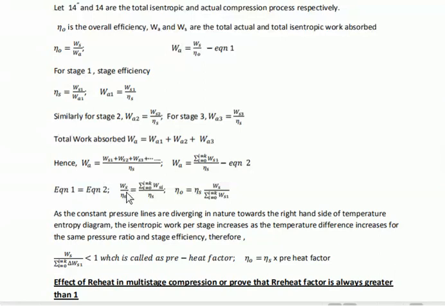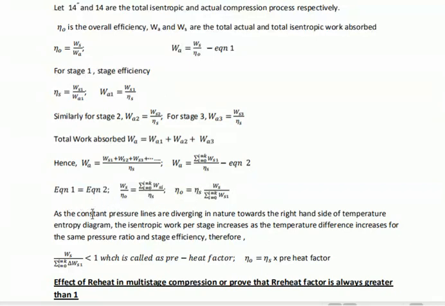So WS by eta naught is equal to the summation from i equal to 0 to K of WSi divided by eta S. From this we can get eta naught equal to eta S times WS divided by the summation of these terms.